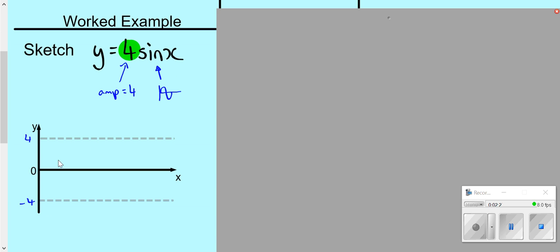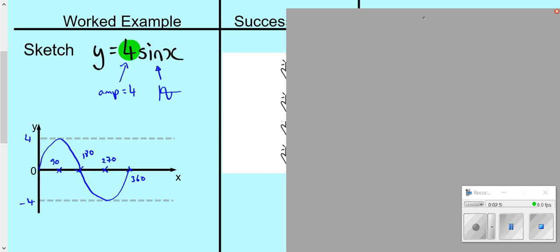And the sine graph is going to look like this. So I'm going to start at 0, I'm going to go up to 1, down, back through 0 to -1, and then back up to 0. And again, halfway is 180, full length is 360, halfway between 180 and 360 is 270, and halfway between 0 and 180 is 90. And they're all your key points, okay?